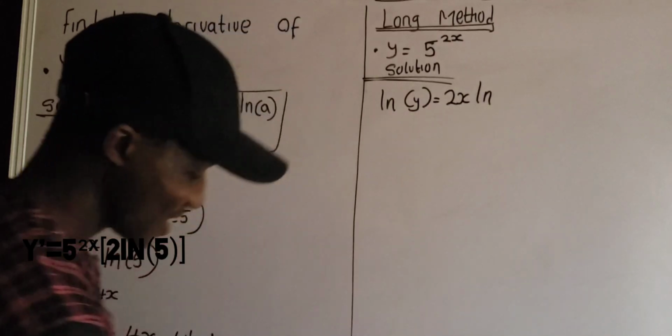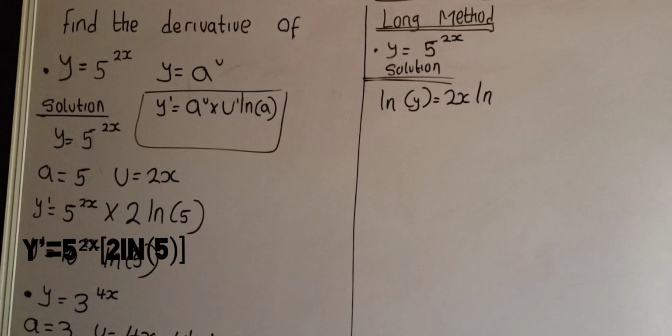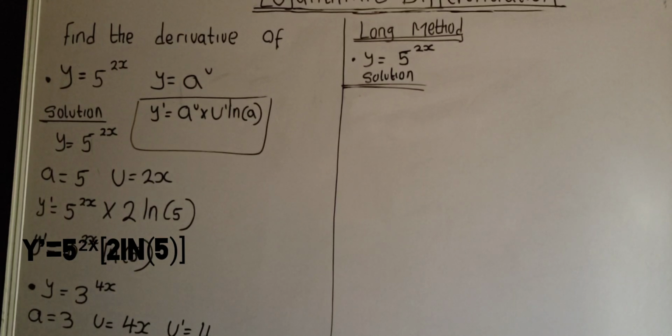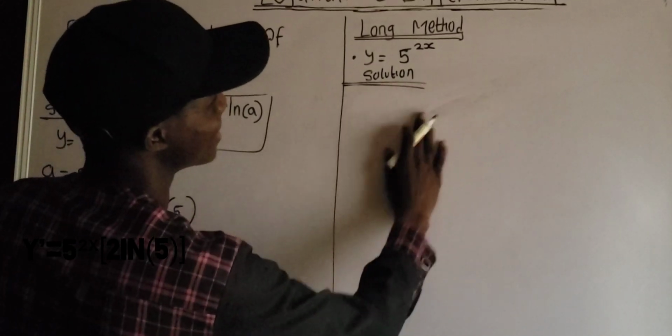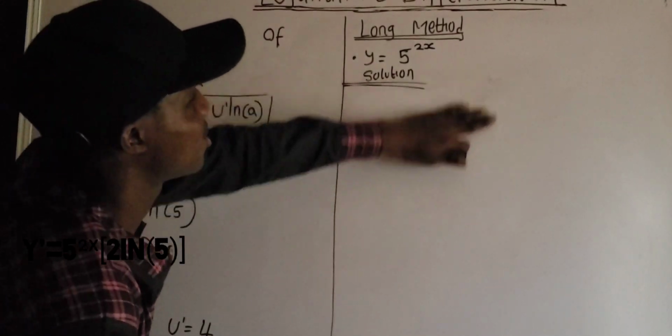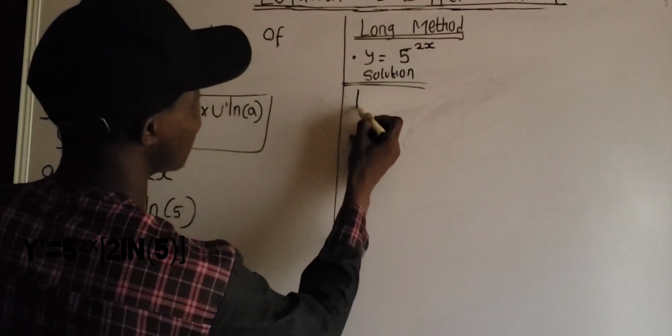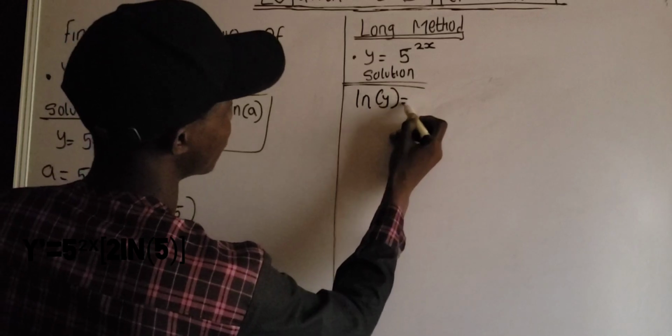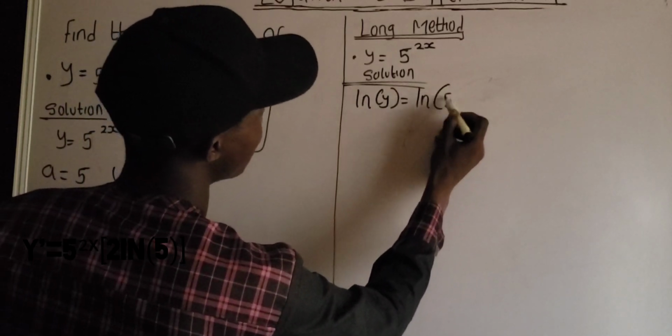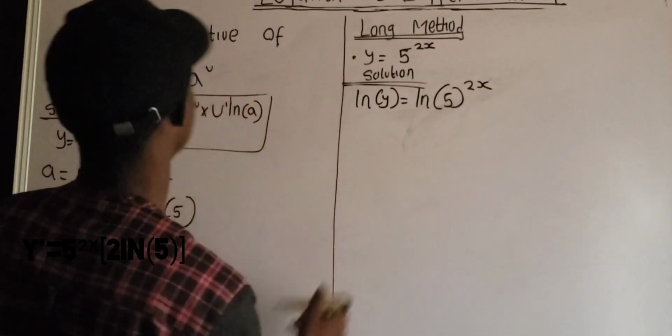Sorry, I don't want to skip any step. That's why I erased what I just wrote earlier. Take the natural log of both sides. We're going to have natural log of y is equal to the natural log of 5 raised to the power of 2x. You understand?